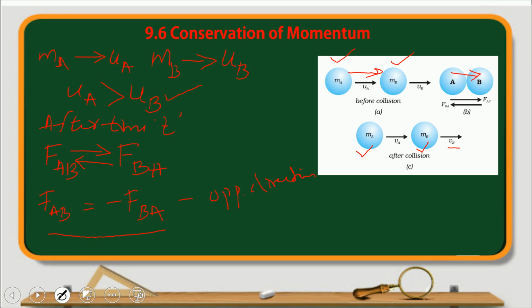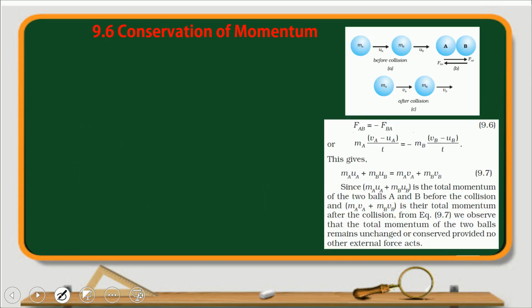One is of before collision, one is of the time of collision, and the other is of after collision. Understand? Now from here, now you are having VA and UB. Now we can say here FAB, that is the force applied by A on B.